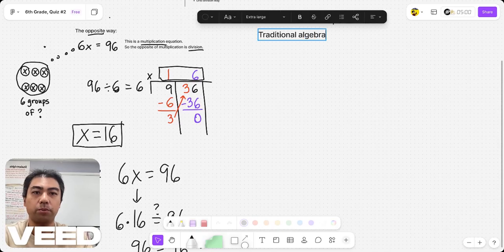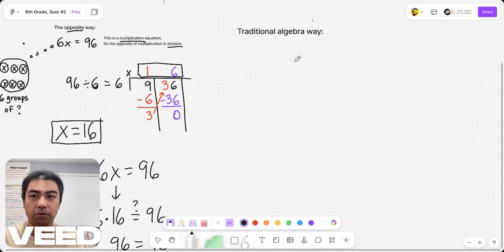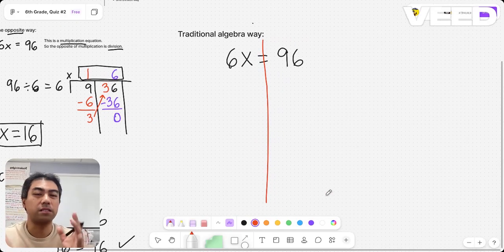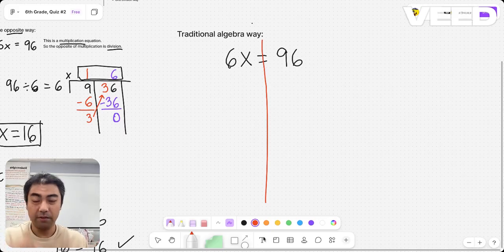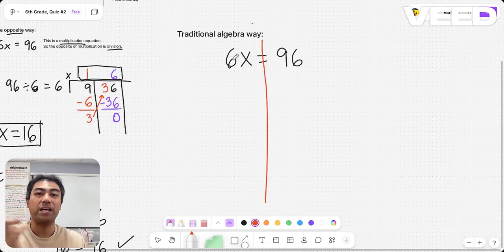traditional algebra way, we'll do the same problem. But for those of you who are doing the traditional way, first step is optional. Draw a line to separate your left side and right side. Step 2, x wants to be by itself. It doesn't want any friends, doesn't want anyone next to it right now. But right now, that 6 is next to it on the left side. So we have to get rid of that 6.